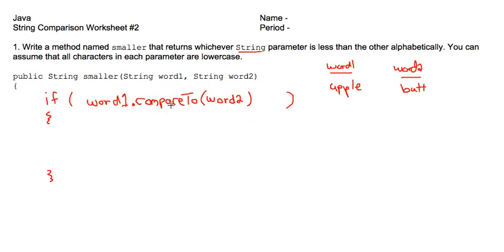compareTo returns a positive number if word1 is alphabetically greater than word2. Well, you see apple and but. Because of the way strings are compared with the compareTo method in Java, the first letter of apple is being compared to the letter B. And A is not greater than B. So what happens if A is less than B?